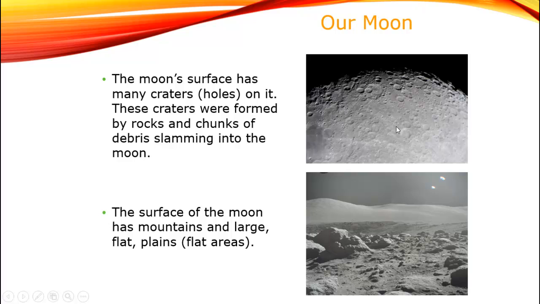The moon's surface has many craters, and craters mean holes. These craters were formed by rocks and chunks of debris from space slamming into the moon. The surface of the moon also has mountains and large flat plains. And what do we mean by plain? Plain means a flat area.